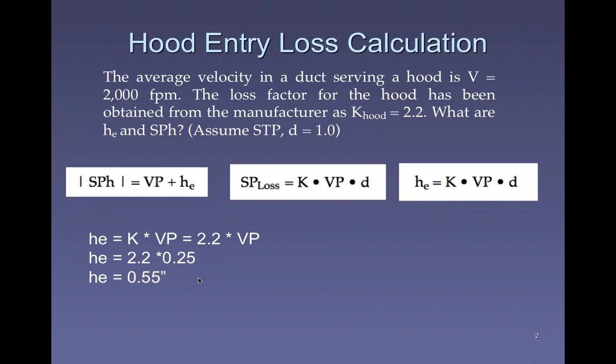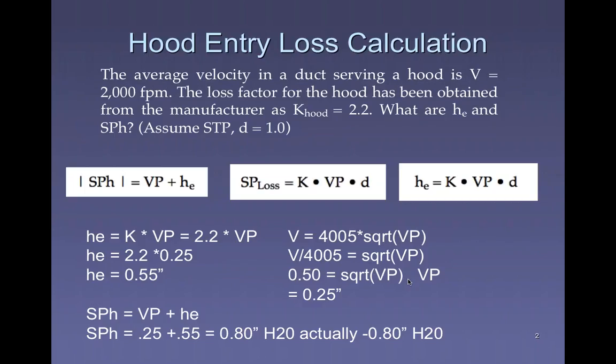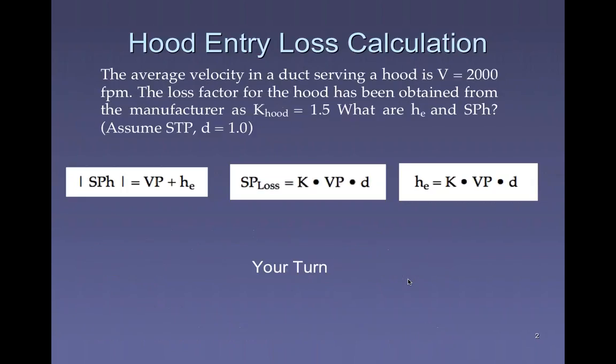Let me see if I click back here. Oh, here we go. Hood entry loss. You could actually use the formula if you want: V is equal to the square root of velocity pressure, to calculate it if you didn't have the table. We get the same answer. And 0.8, negative, keeping in mind it's negative static pressure.